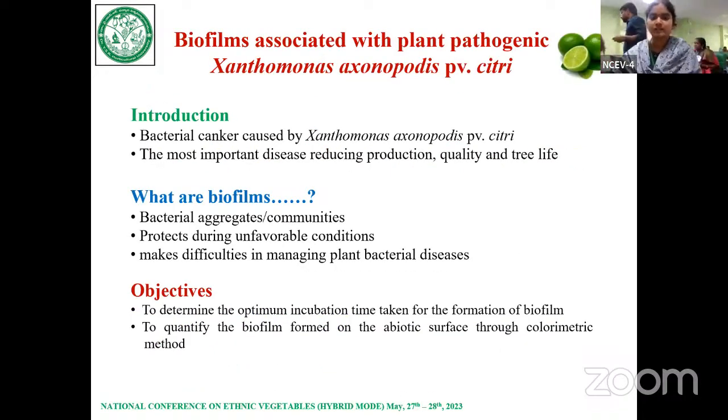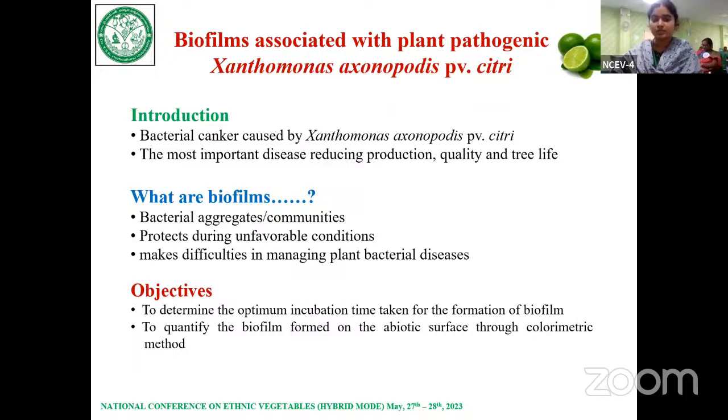Coming to a brief introduction about the disease and causal organism, we all know that acid lime is the fifth most important commercial fruit crop in India, and there are hundreds of biotic and abiotic factors causing losses in acid lime production. Among them, Xanthomonas axonopodis pv. citri, which causes bacterial canker, is the major one, causing economic losses by reducing export quality.